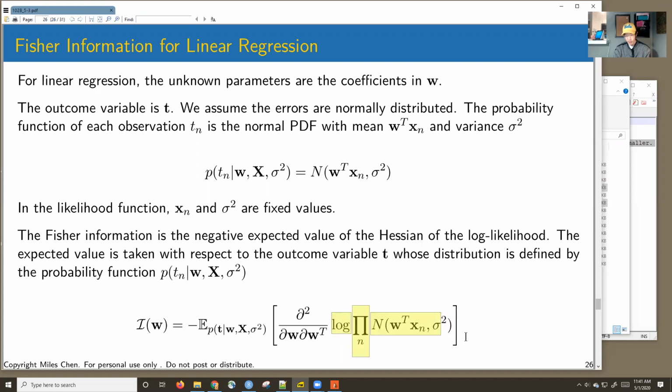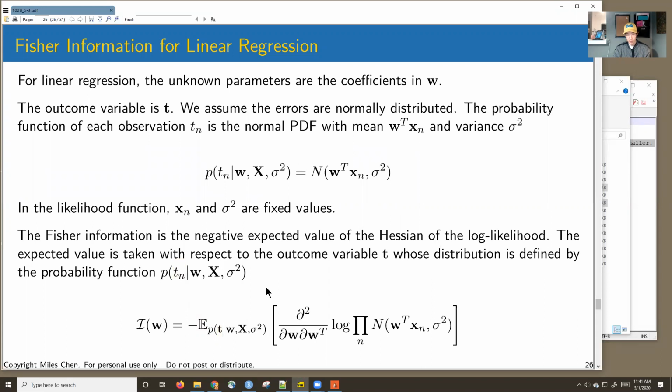The likelihood function of your total data set is going to be the product of all the normal PDFs, and we want the log likelihood. So we've got the log likelihood. We want the second derivative of the log likelihood, which is going to be this quantity here. This here is the Hessian matrix of the log likelihood. And we want the negative expected value of this. What's the negative expected value? And remember, we're taking it with respect to the outcome variable t.